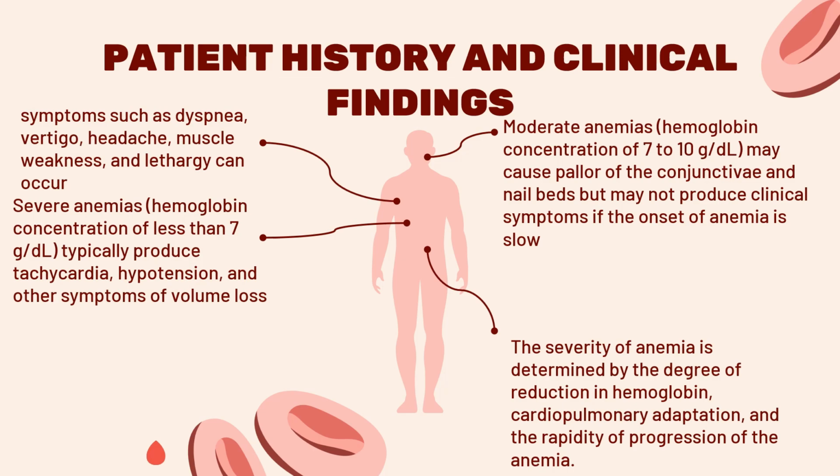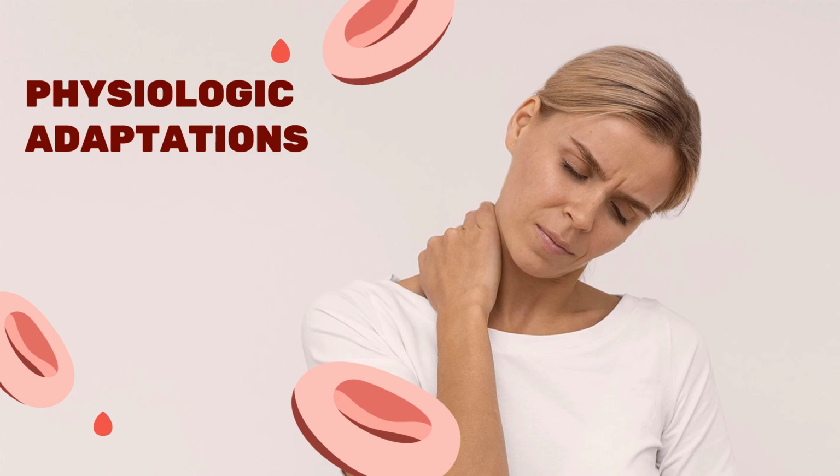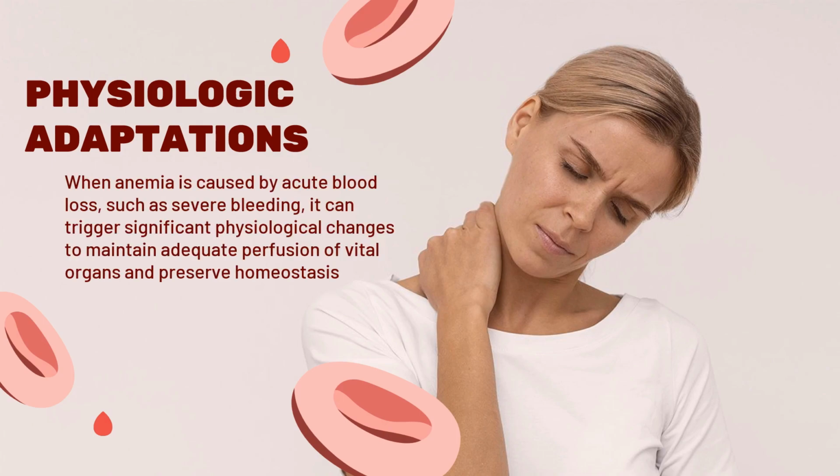Thus, the severity of anemia is determined by the degree of reduction in hemoglobin, cardiopulmonary adaptation, and the rapidity of progression of the anemia. Physiologic adaptations. When anemia is caused by acute blood loss, such as severe bleeding, it can trigger significant physiological changes to maintain adequate perfusion of vital organs and preserve homeostasis.